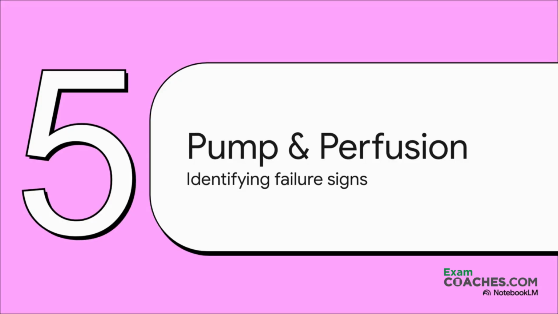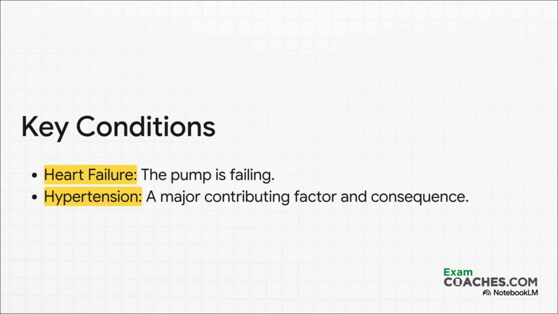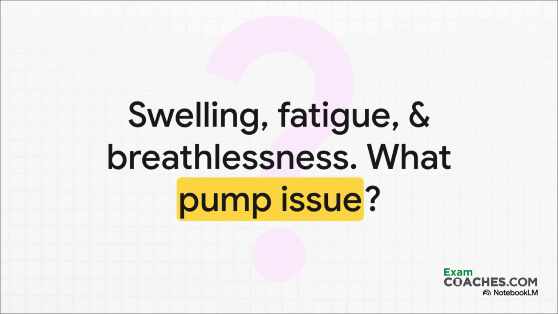All right, now let's talk about what happens when the heart, as a pump, just starts to give out. This is all about its ability to effectively move blood around the body, what we call perfusion. The 2 big players you have to know here are heart failure, where the pump itself is just too weak or stiff, and hypertension, which puts a ton of strain on that pump over time. They're totally interconnected. So you see this patient. Their legs are swollen, they can barely catch their breath, and they are just exhausted. What is this pattern telling you? Well, it's telling you that blood isn't moving the way it should be. It's backing up. This is the classic picture of a pump problem, heart failure.